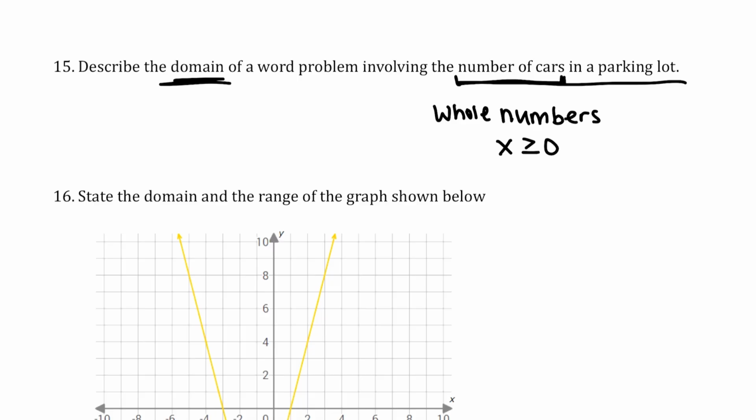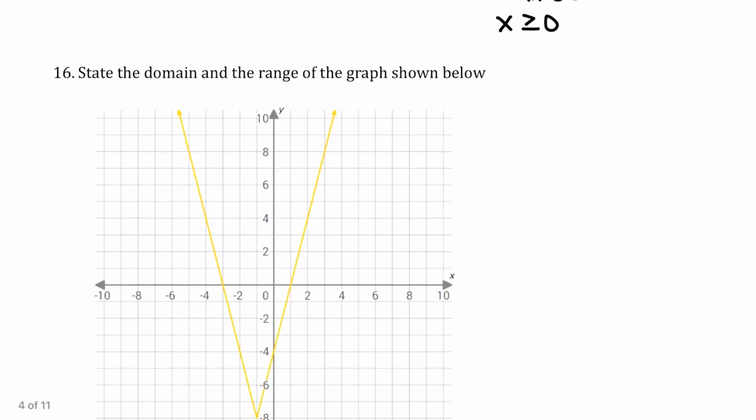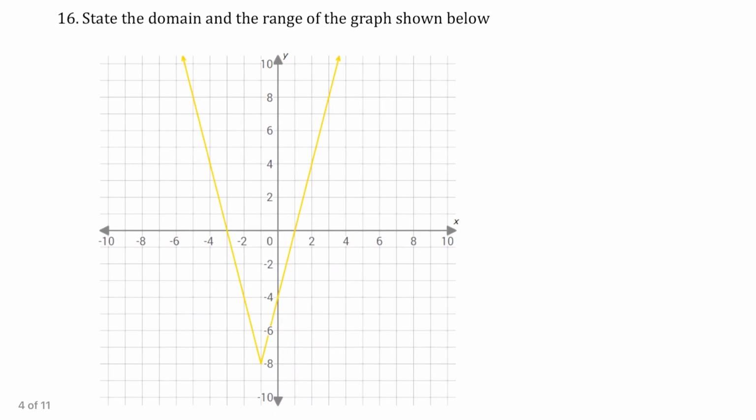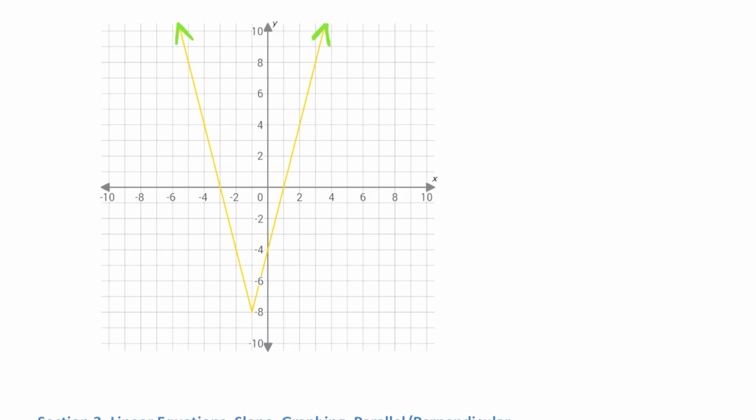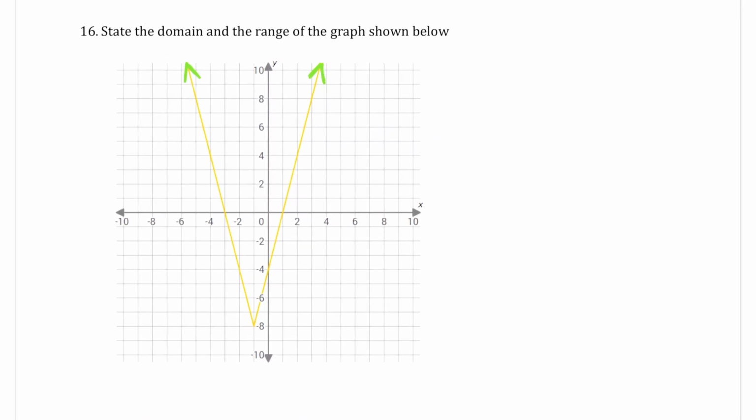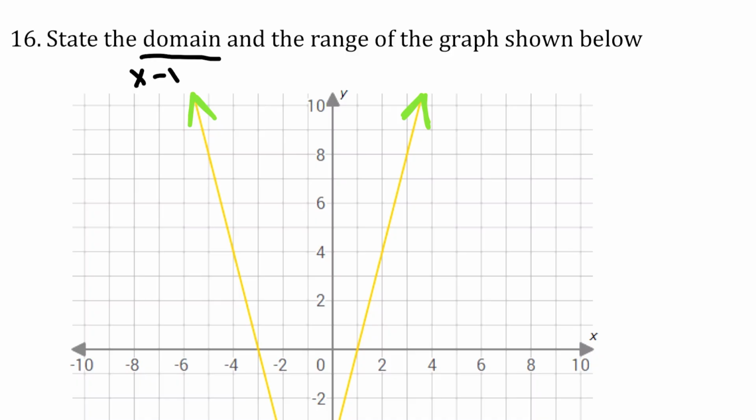All right, and 16 is state the domain and the range of the graph shown below. So this graph, it's a little hard to see, but we do have little arrows that I'm drawing here. Those arrows are important because this graph doesn't stop. That's what the arrows indicate, that some parts of this graph are going to keep going, and that's important. So our domain, as a reminder, our domain are our x values, and our range are our y values.